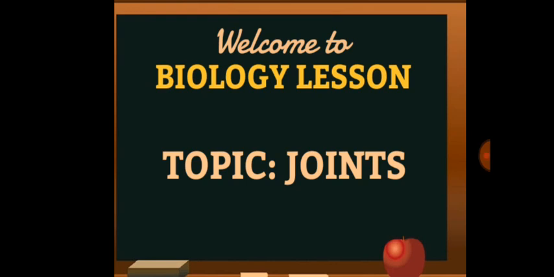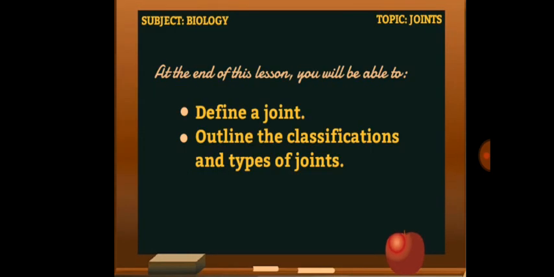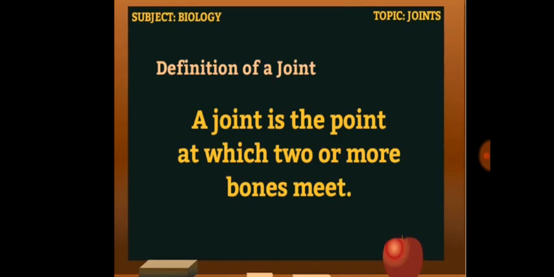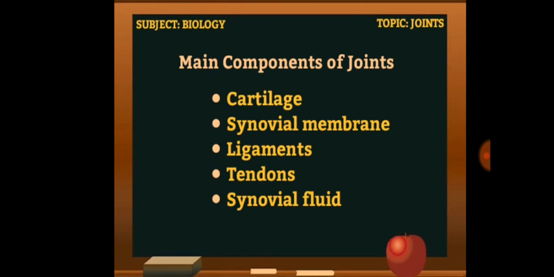Hello and welcome to this biology lesson, and the topic today is joint. At the end of this lesson, you will be able to define a joint and outline the classification and types of joint. So what exactly is a joint? A joint can be defined as the point at which two or more bones meet.